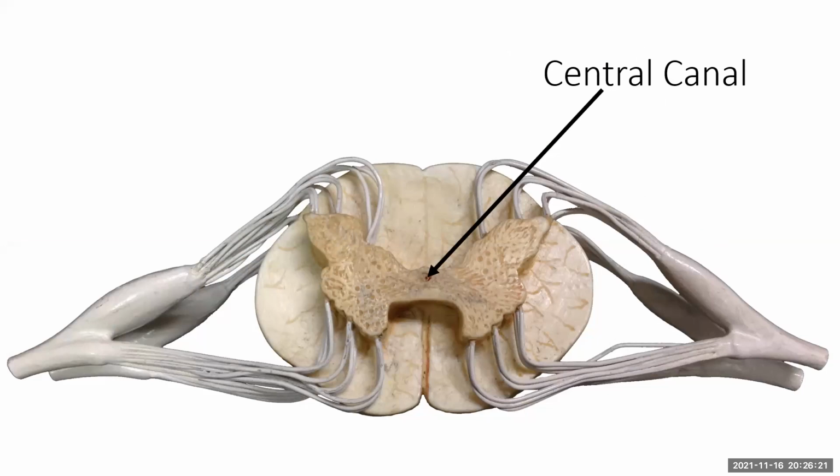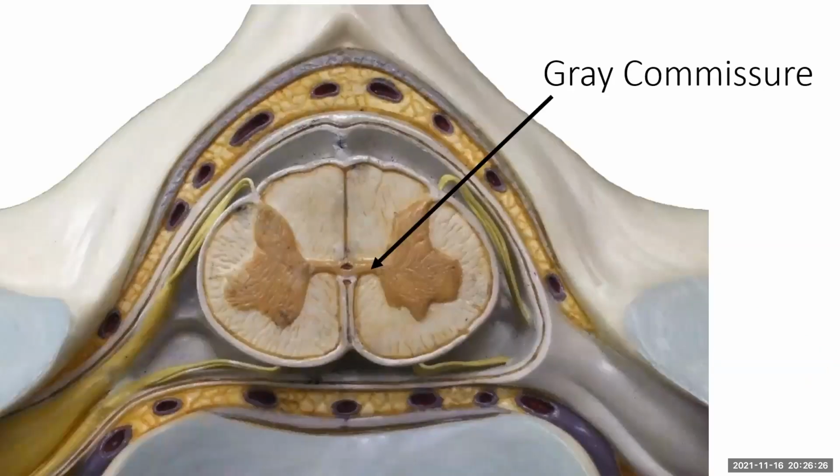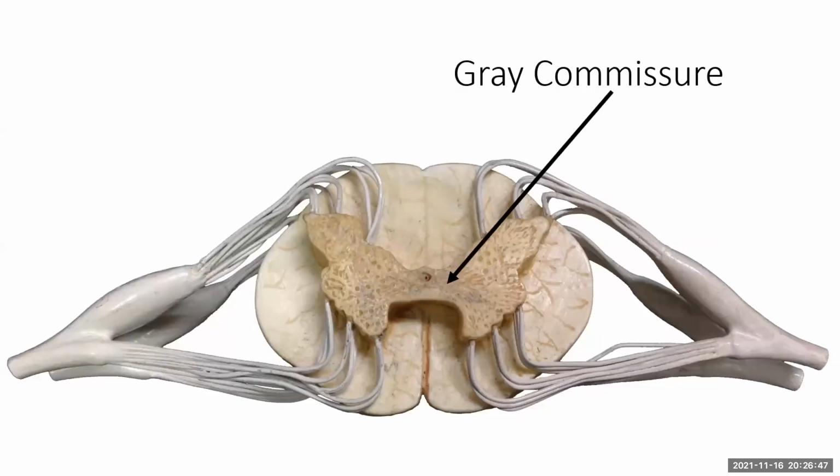And then the last part of our gray matter is going to be this area here called the gray commissure. This is where we're going to see unmyelinated axons cross over from one side of the body to the other side of the body. We talked about that in chapter 14, when we were talking about some of our tracts there. So that's the gray commissure there. Here's the gray commissure over here.